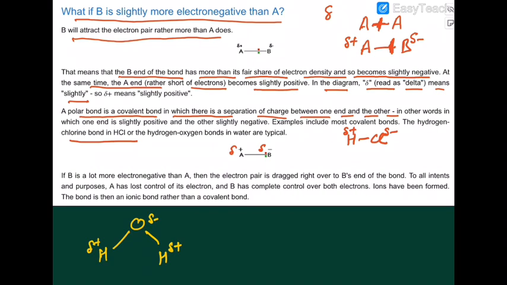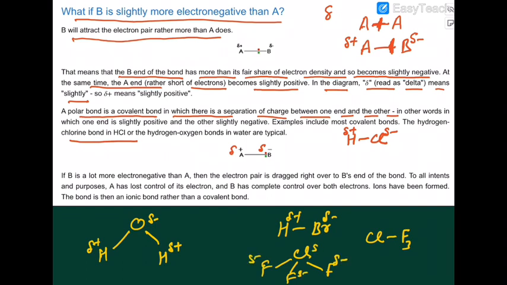Okay, similarly, in case of HBr also, there is slightly negative and slightly positive. Even in case of two atoms having high electronegativity value, like if you have ClF3, then what will happen? Fluorine, being more electronegative, will get slightly negative character and chlorine will get positive character.